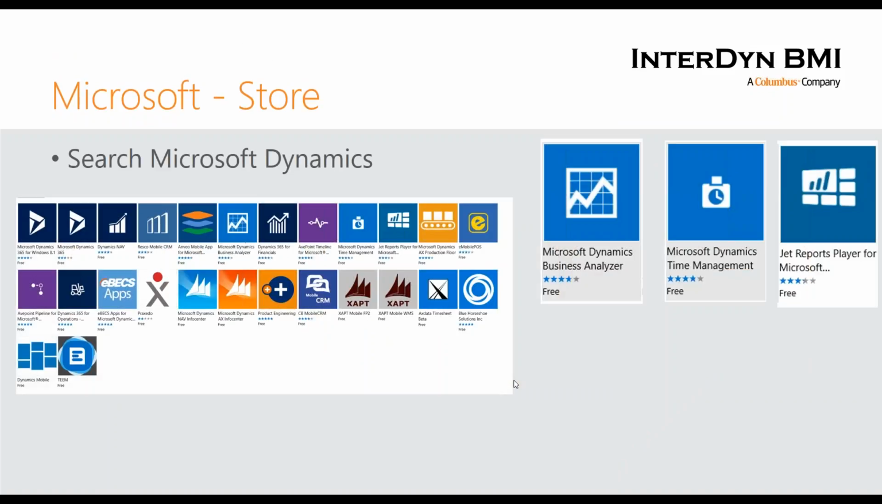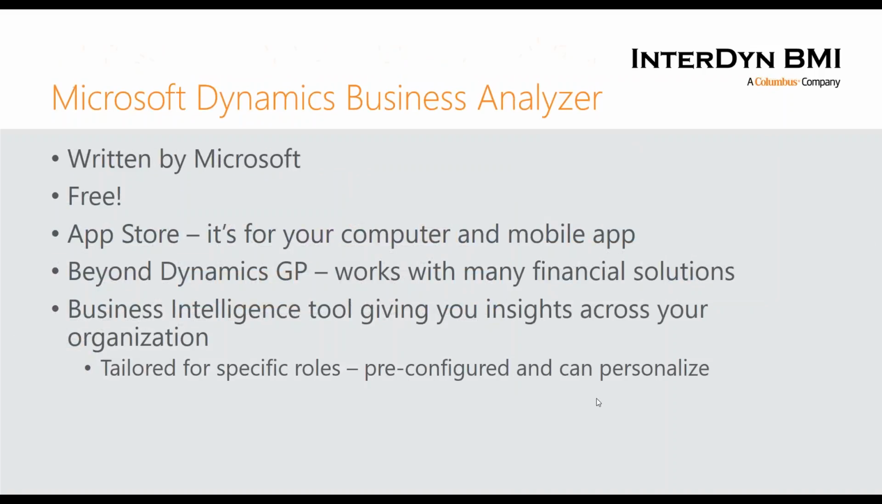I know all of us know about the App Store, right? We're downloading things all the time, but did you know that if you type in Microsoft Dynamics, you're going to see all of these icons? So there's a lot. Now, when it comes to GP specifically, there's three: Business Analyzer, Time Management, and Jet. We're going to talk about each one of these. So a lot of good stuff that's free, but these are the ones you care about for GP.